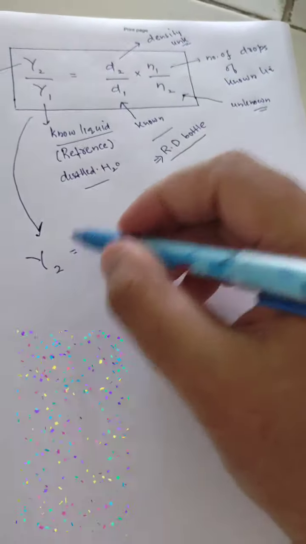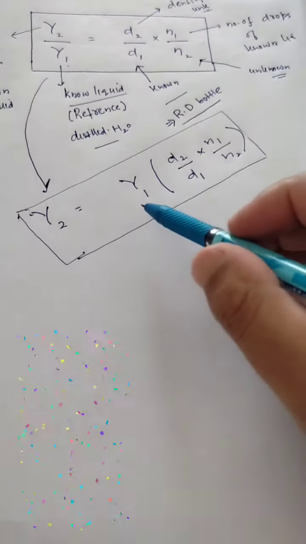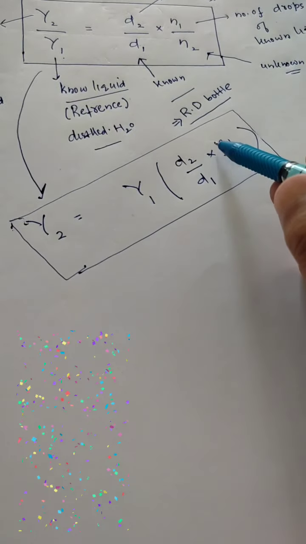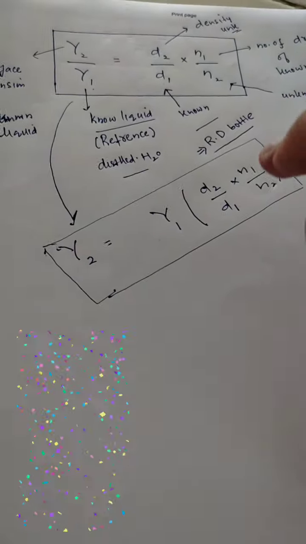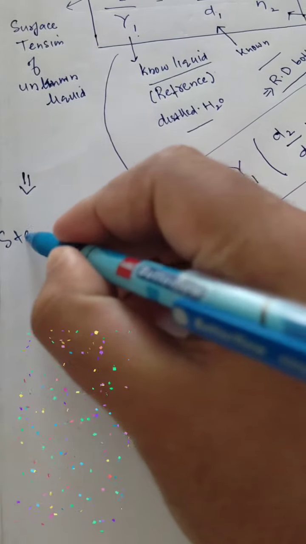Fine. Now what do we need? This d2 by d1 we can calculate easily. Gamma 1 we know because we have a reference liquid, so we know its surface tension. Now what is n1, the number of drops, and how do we calculate it? For this n1 n2 calculation we use an instrument called a stalagmometer.